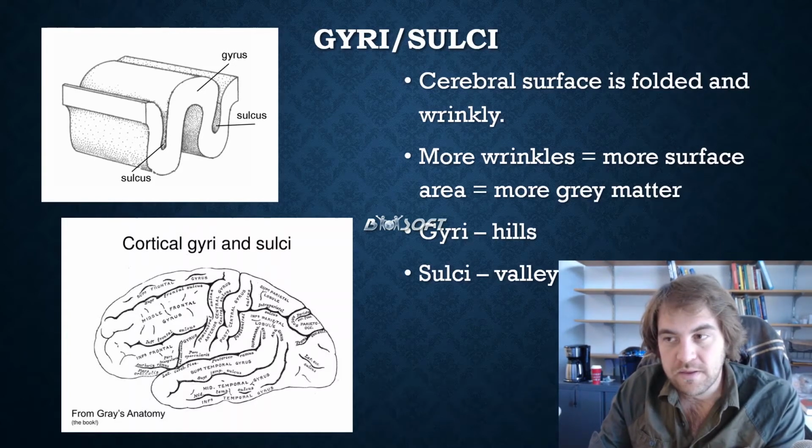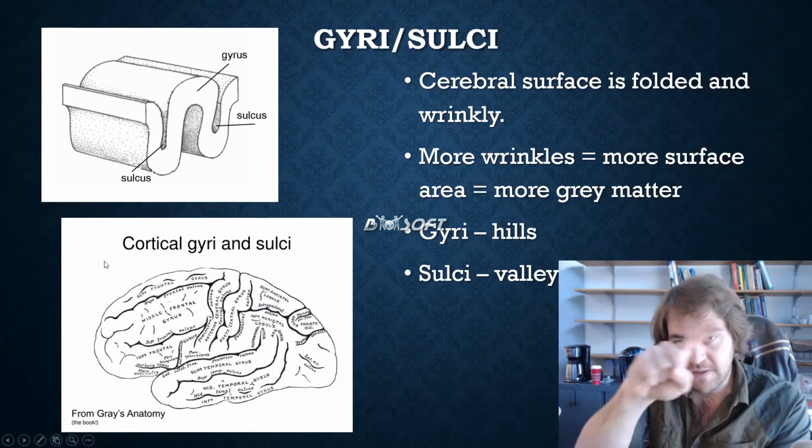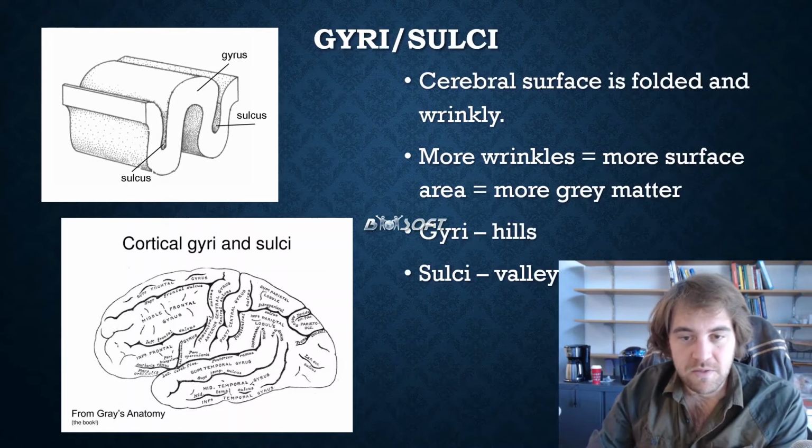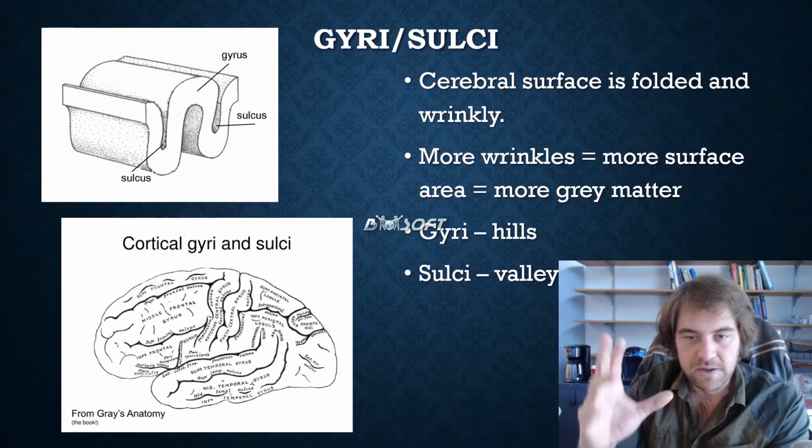And some of them are more pronounced than others, right? You'll have sulci that are very deep, and those are usually ones that we use to orient ourselves in the brain to where we are.